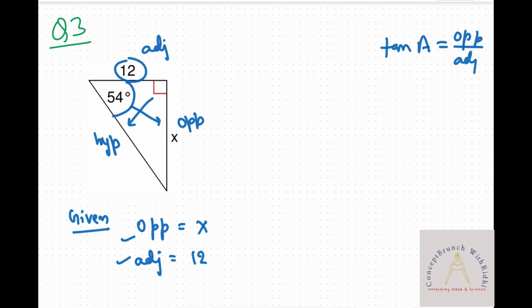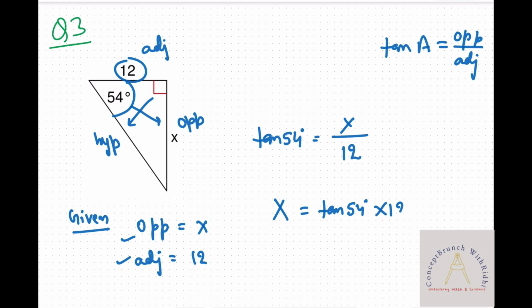Okay. So here apply the formula. Tan 54 degrees is going to be opposite, that is x, divided by adjacent 12. So simply we can remove the 12. We have to multiply the 12 on both sides. So x will be how much? x will be tan 54 degrees times 12. Because we have to multiply the 12 on both sides to remove the 12. Correct? Now we can use the calculator to find this value.